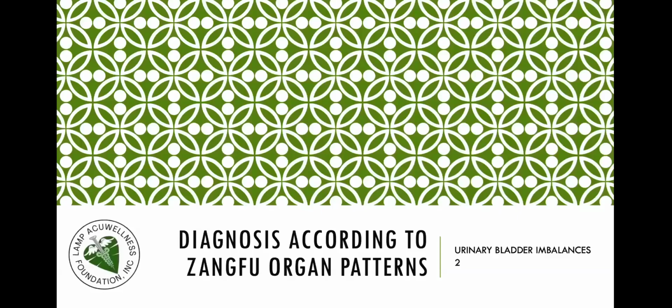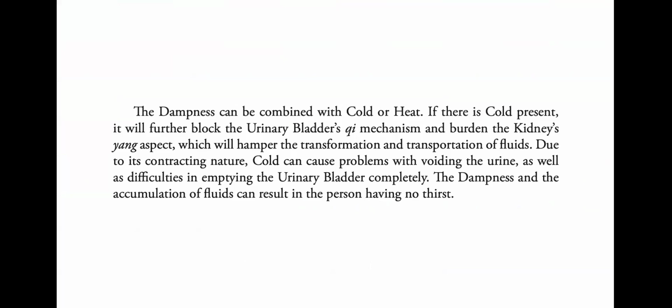Let's now talk about diagnosis according to Zhang-Fu organ patterns, urinary bladder imbalances, part 2. The dampness can be combined with cold or heat. If there is cold present, it will further block the urinary bladder's qi mechanism and burden the kidney's yang aspect, which will hamper the transformation and transportation of fluids. Due to its contracting nature, cold can cause problems with voiding the urine as well as difficulties in emptying the urinary bladder completely. The dampness and accumulation of fluids can result in the person having no thirst.